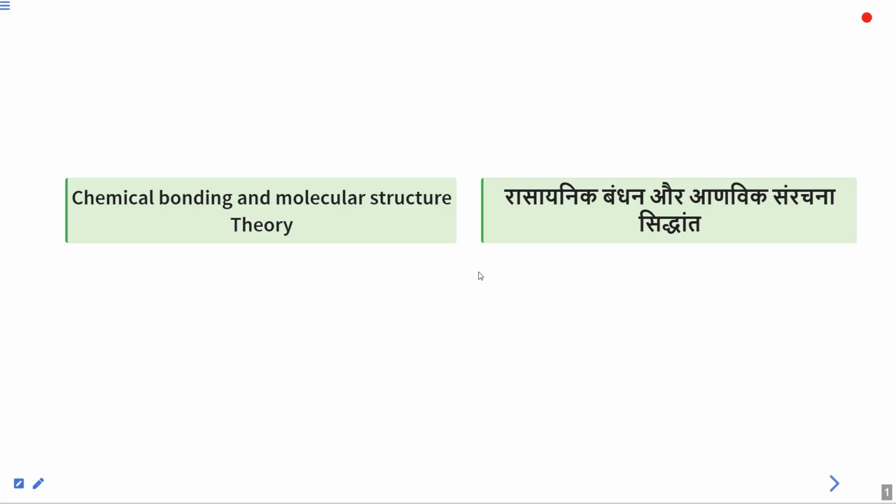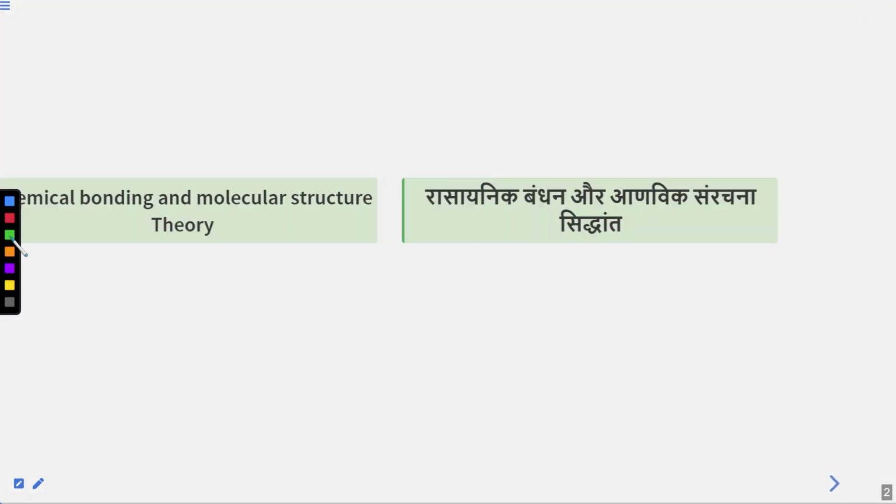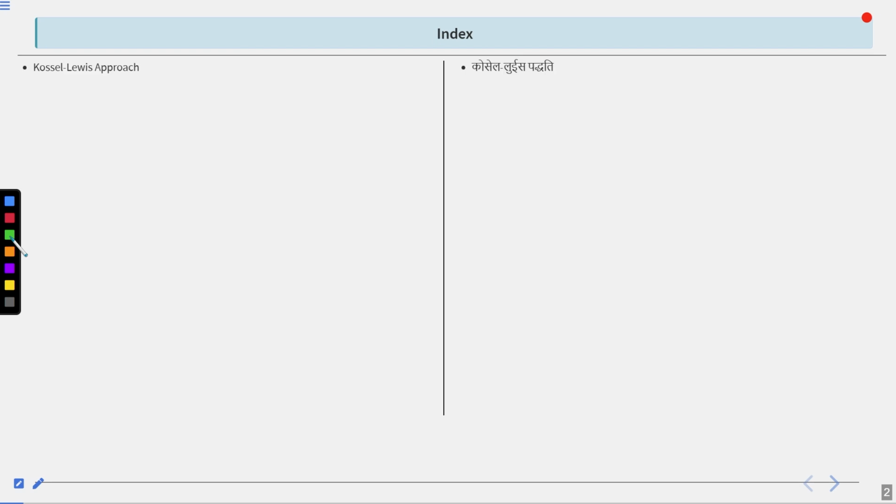Hello students, today we will do chemical bonding and molecular structure theory. So what are the topics that we are going to cover today? First we will see the Kossel-Lewis approach, which is the first approach.